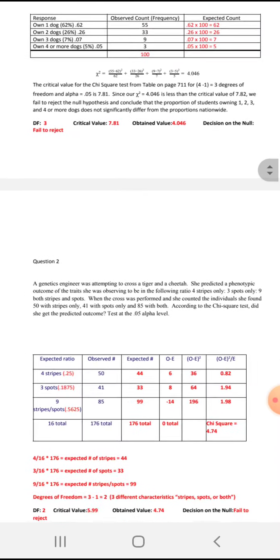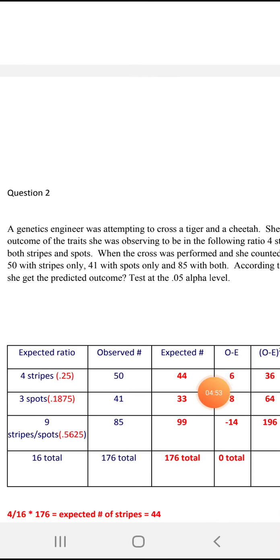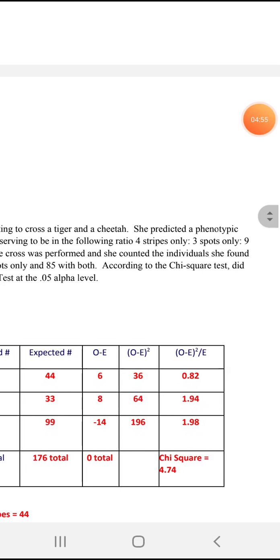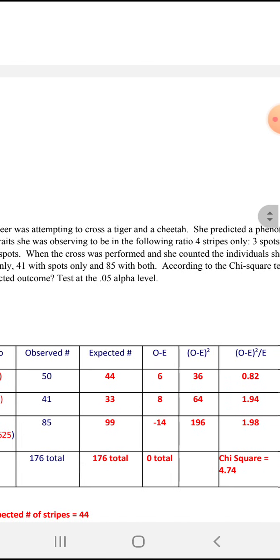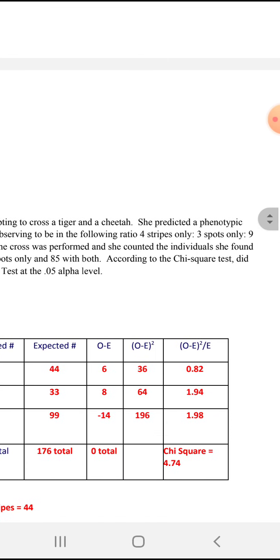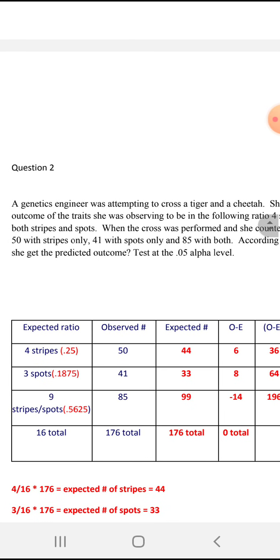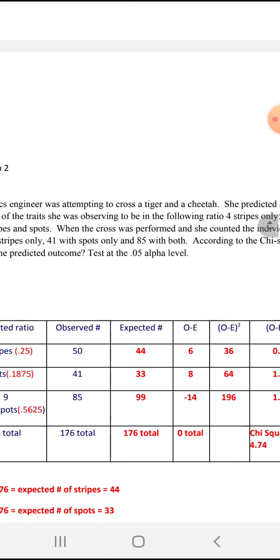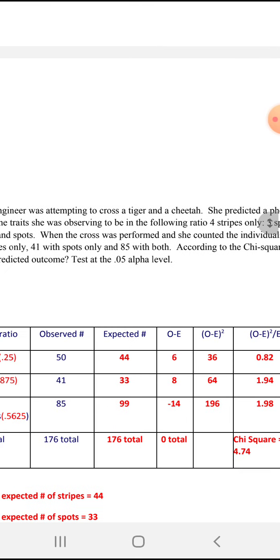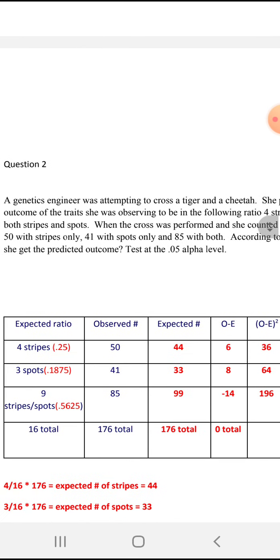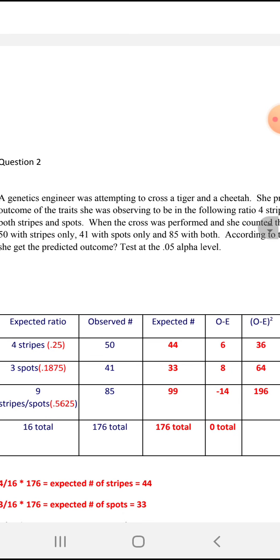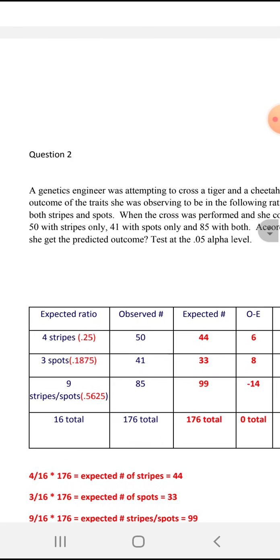Question 2. A genetics engineer was attempting to cross a tiger and a cheetah. She predicted a phenotypical outcome of the trait she was observing to be in the following ratio: 4 stripes only, 3 spots only, 9 both stripes and spots. When the cross was performed and she counted the individuals, she found 50 with stripes only, 41 with spots only, and 85 with both. According to the chi-square test, did she get the predicted outcome? Test at the 0.05 alpha level.